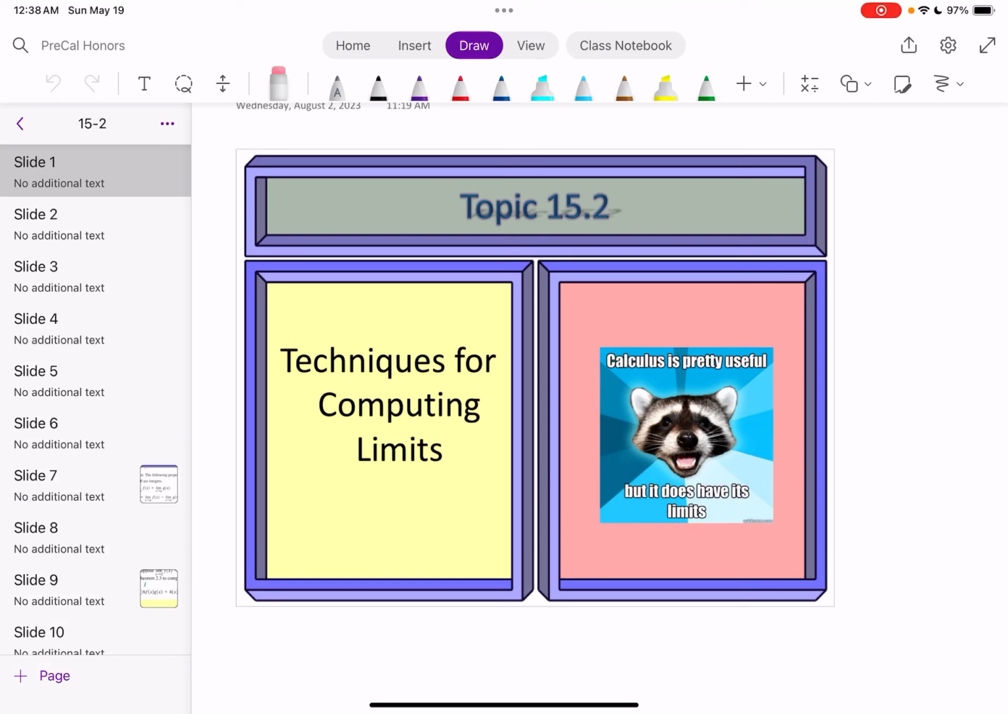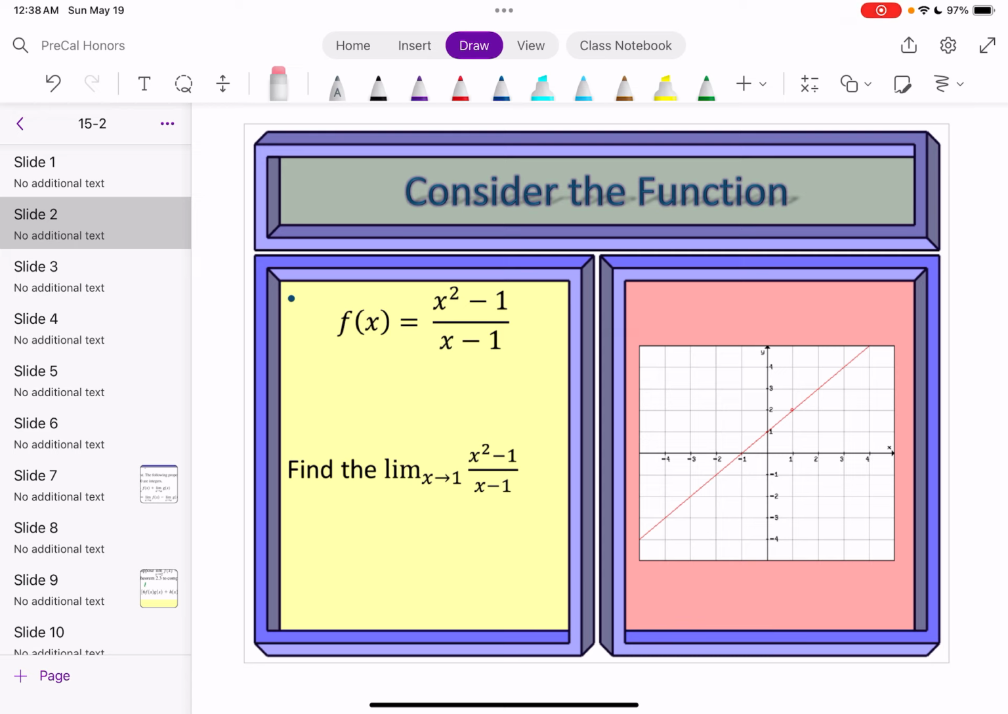15.2 Techniques for Computing Limits. Within this section, we're going to go over multiple ways that you can use in order to solve limits in order to come up with a specific answer. On slide 2, we're looking at a function at the top and it being described as a limit underneath. On the right-hand side, we have a graph describing this exact same limit/function and how it could be seen online.